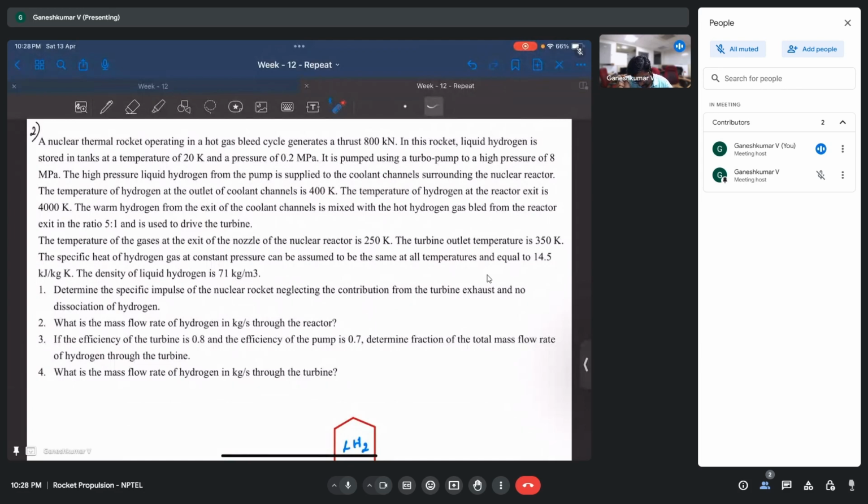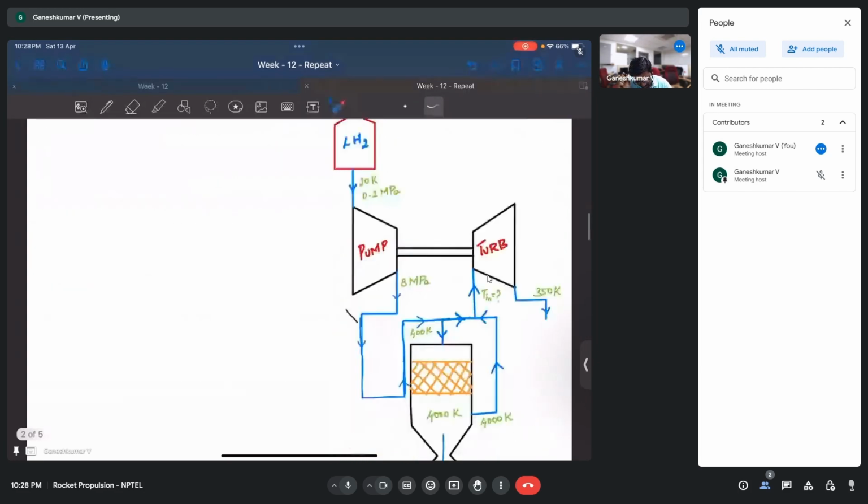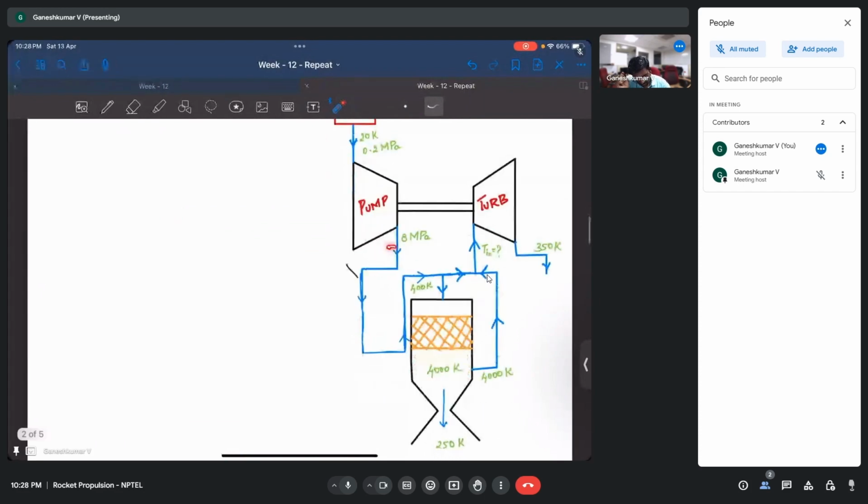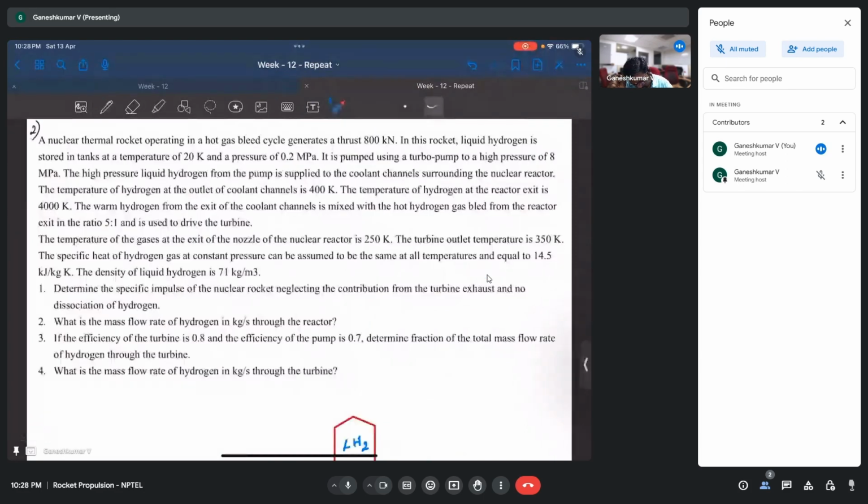Now the high pressure liquid hydrogen from the pump is supplied to a coolant channel. So after it got pumped from 0.2 megapascal to 8 megapascal, it has been supplied to the coolant channels of the reactor. So that's what is said here: the high pressure liquid hydrogen is supplied to the coolant channels surrounding the nuclear reactor.